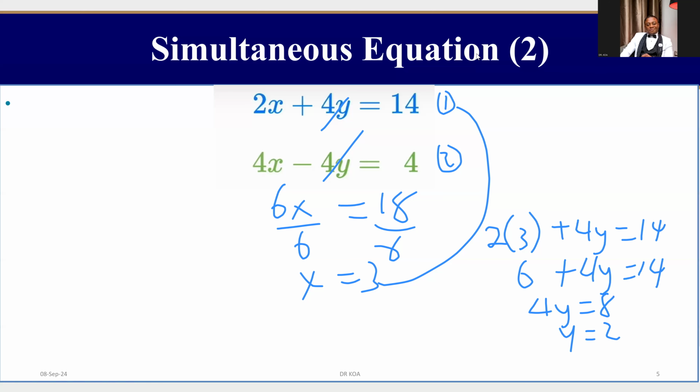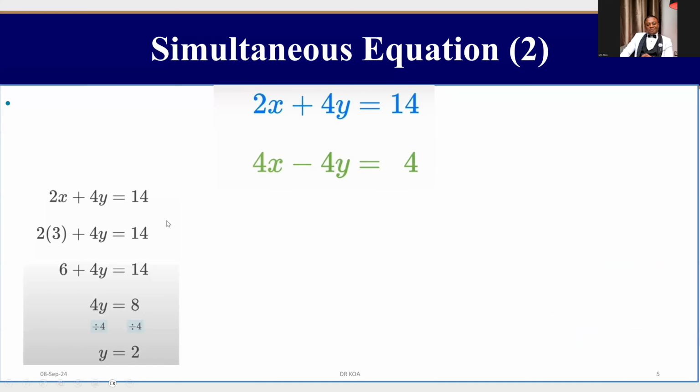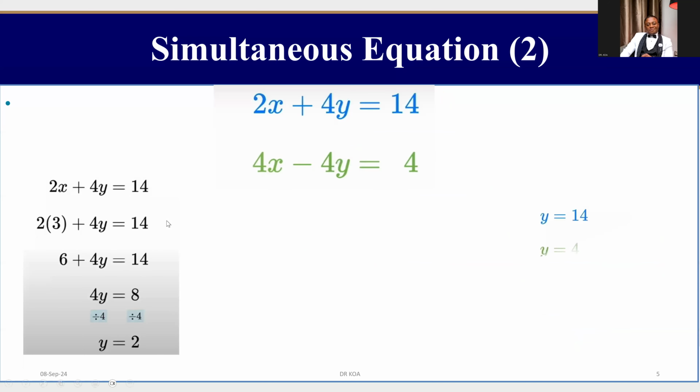That is how you find the answer using elimination. Easy. Learn it. Everything is well executed here. It's not clear. Next one.